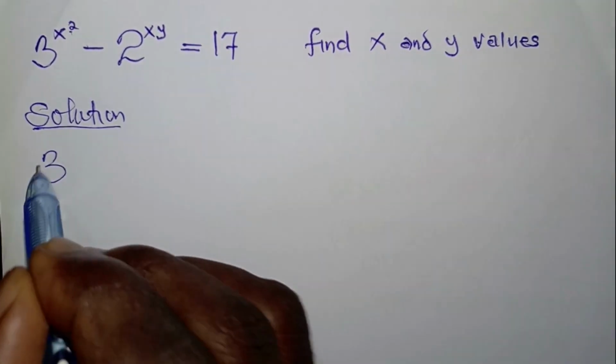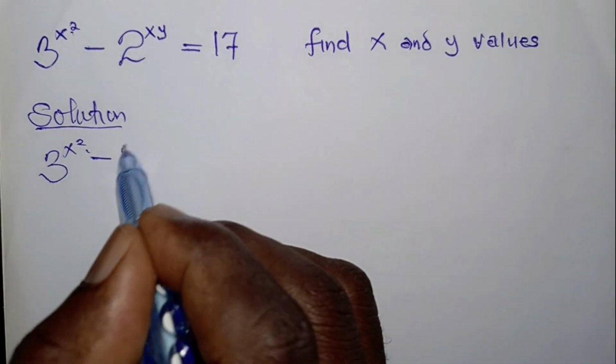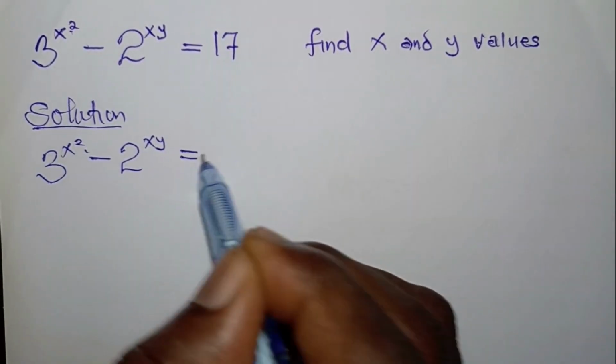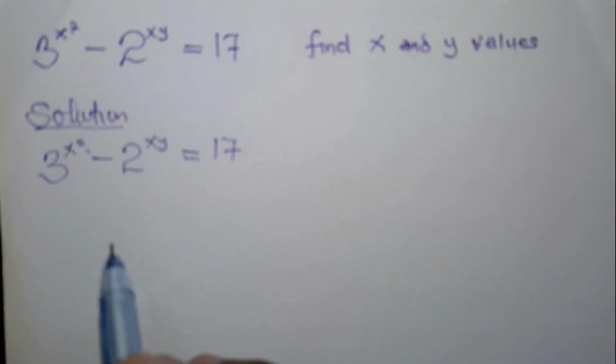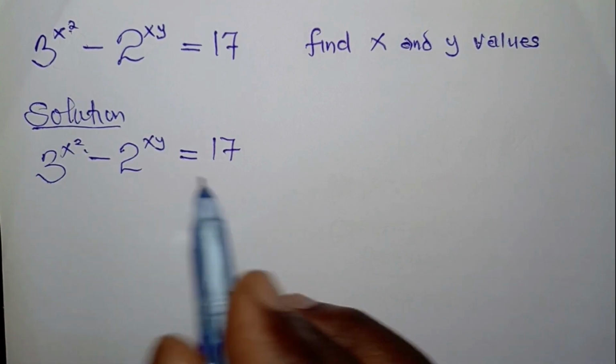So we have 3^(x squared) minus 2 raised to the power xy equals what? 17. So let's try to apply this. Let's try to rewrite this equation in a different form.